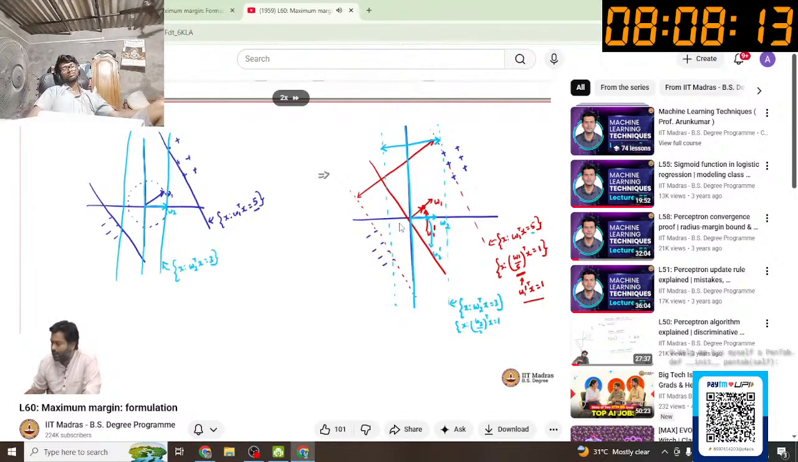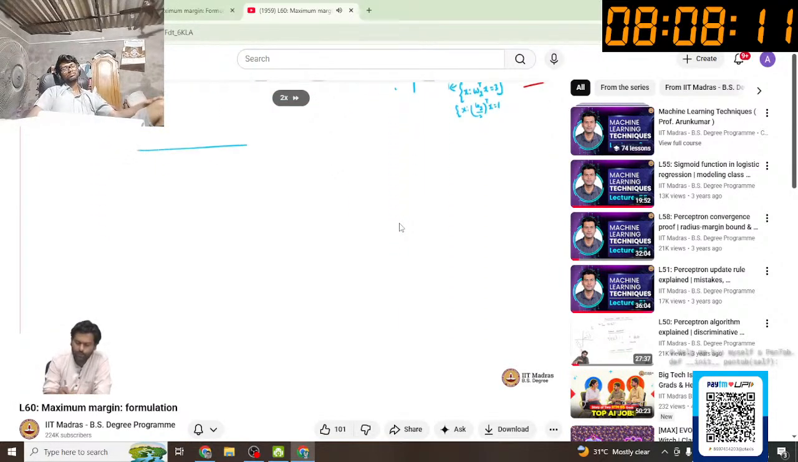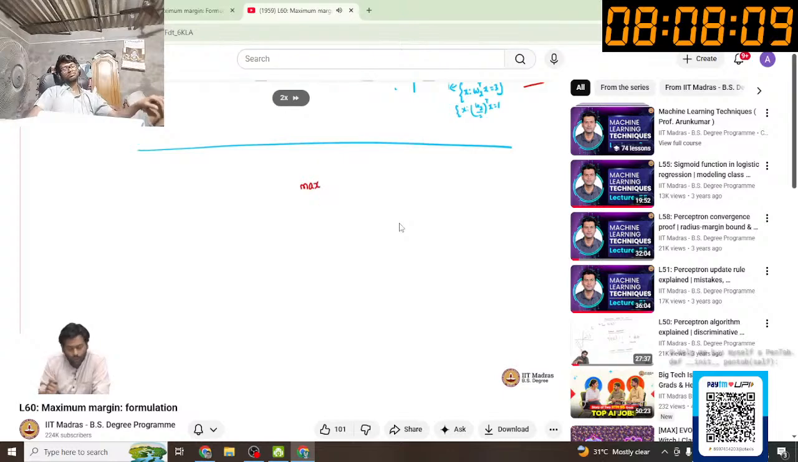Now what we can then say is our modified formulation as follows. We want to maximize only over W the width that W gives with respect to my data set, such that W transpose Xi into Yi is greater than or equal to 1 for all i. This is an equivalent formulation, is what I'm trying to say, right? So now, as you can notice, there is no gamma. The gamma has gone out of this formulation because we are grounding gamma.